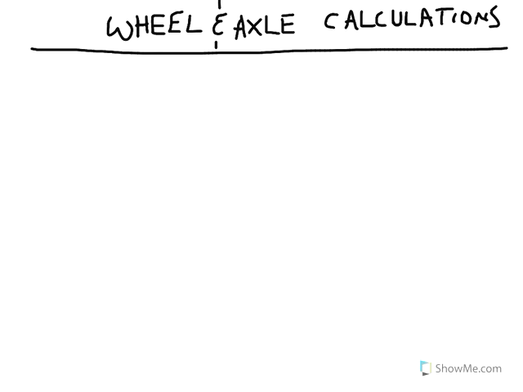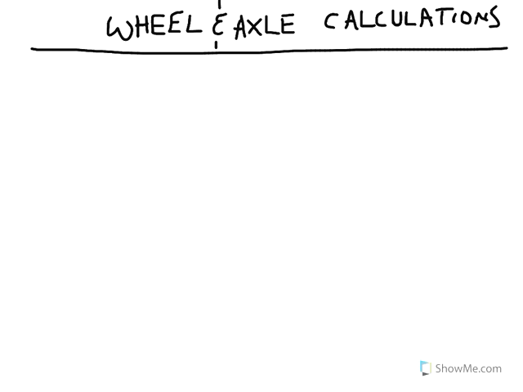Wheel and axle calculations. I'm going to read your problem and then we will work through it together. An industrial water shutoff valve is designed to operate with 50 pounds of effort force. The valve will encounter 400 pounds of resistance force applied to a 3-inch diameter axle.